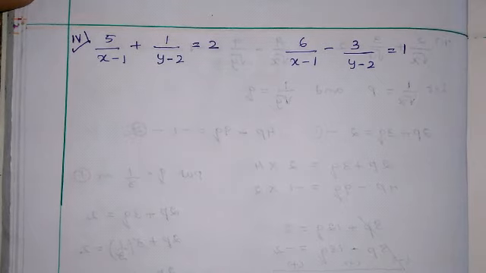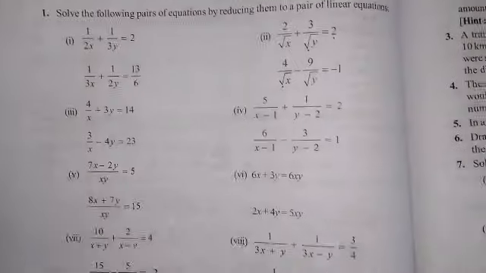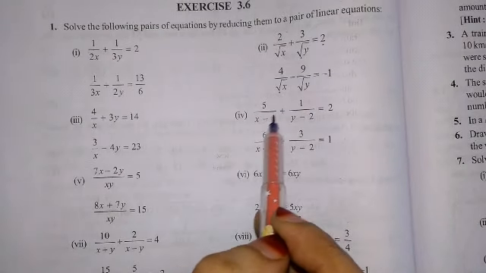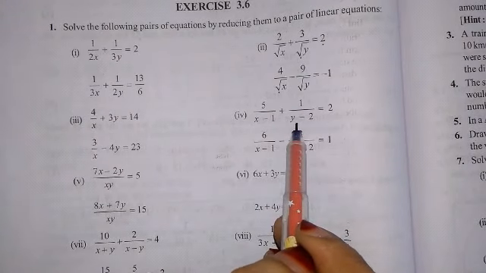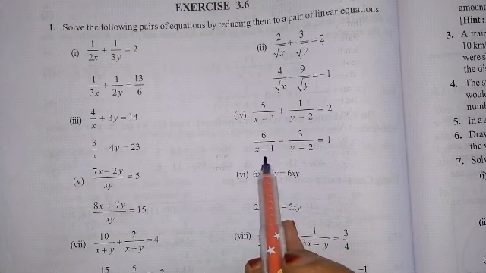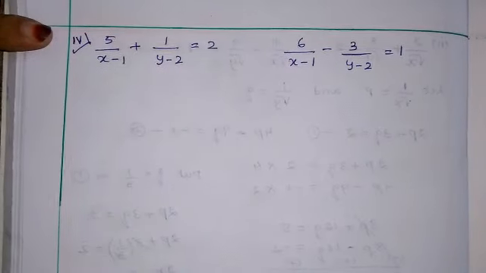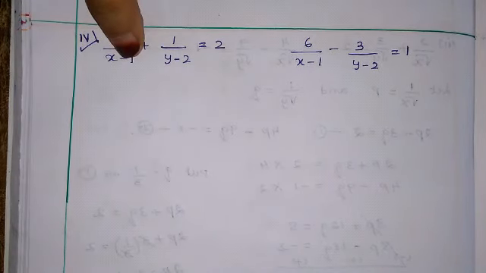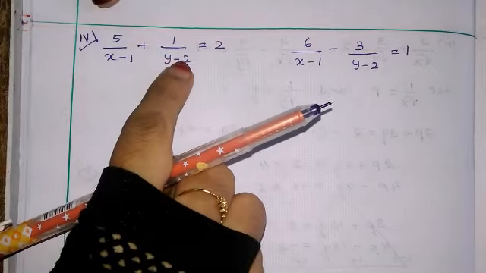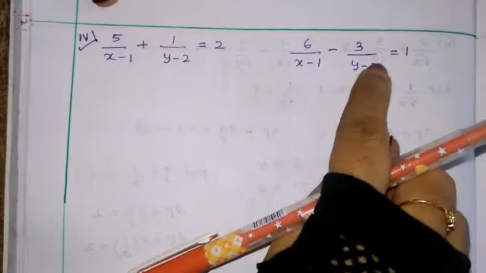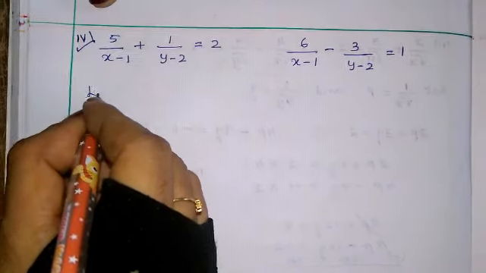Next, question number four. 5 by x minus 1 plus 1 by y minus 2 is equal to 2. 6 by x minus 1 minus 3 by y minus 2 is equal to 1. So I have written here. Here we can see x minus 1, y minus 2, x minus 1, y minus 2. So we have to reduce this.